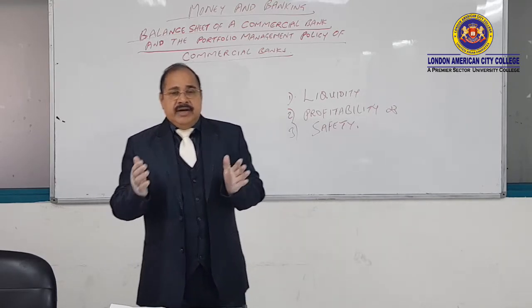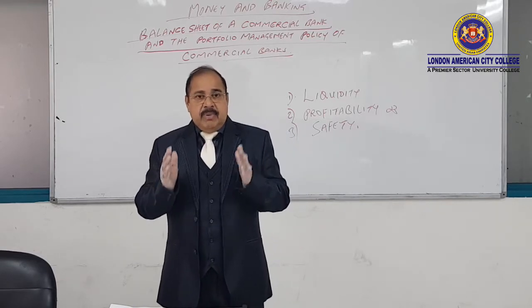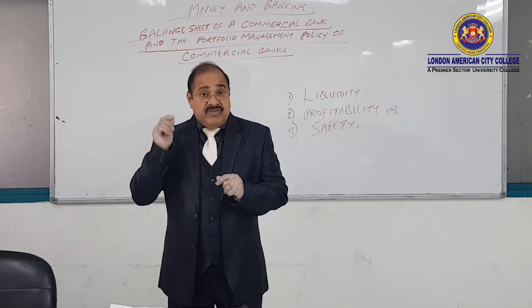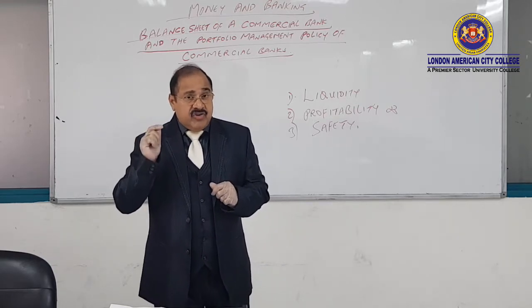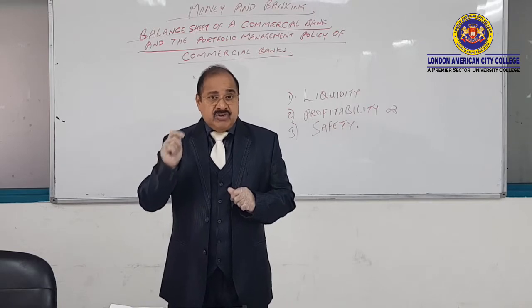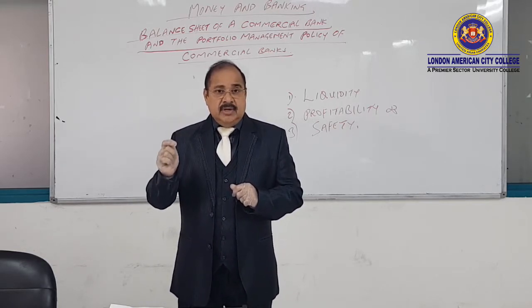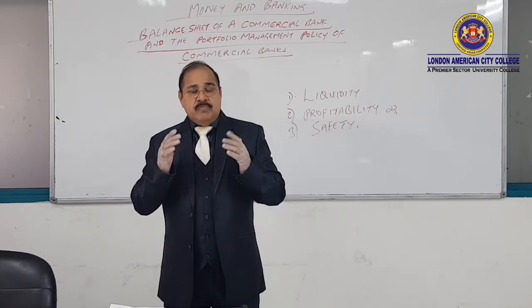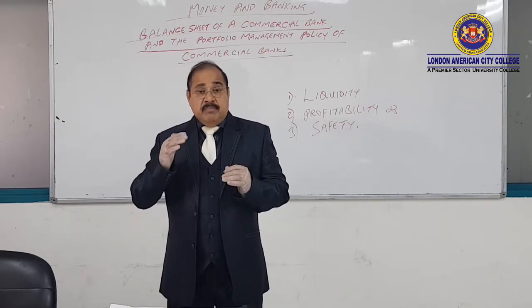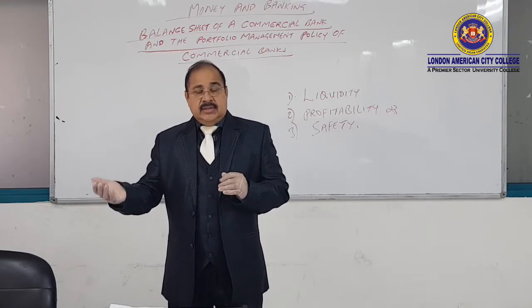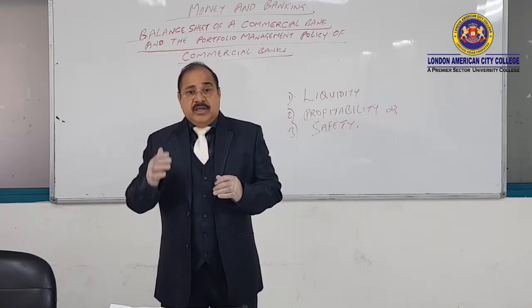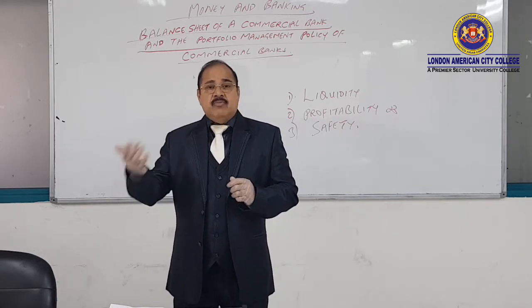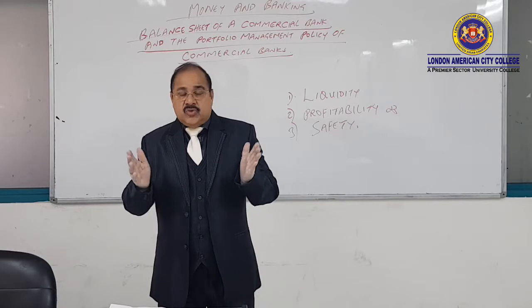Okay, now let me define the balance sheet. The balance sheet of a commercial bank shows the financial position of a bank at a specific point in time. It has two sides, assets and liabilities. Assets are the resources owned by the bank. They show the bank's claim on others. The liabilities are what the banks owe to others. The liabilities show others' claim on the bank. The balance sheet should always balance.